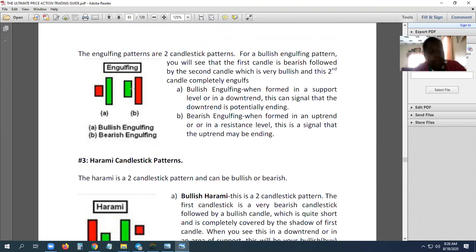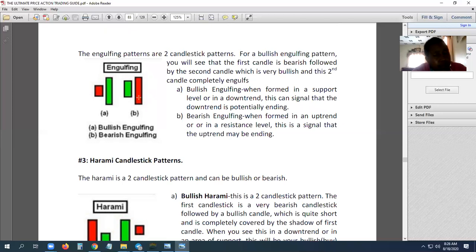You can also see this is now bullish, because remember, green candles are bullish candles and red candles are bearish candles. So when you see a green candle has covered a red candle, that becomes a bullish engulfing. But if the green has been covered by a red, it's bearish engulfing.